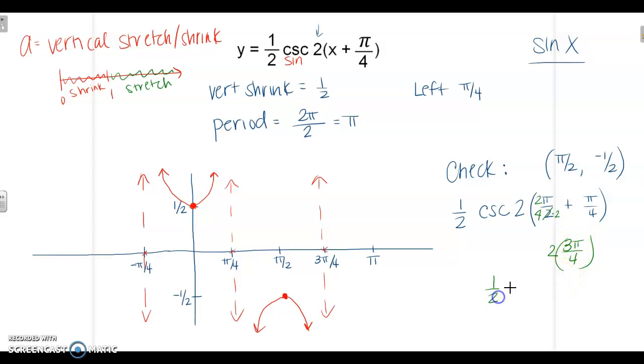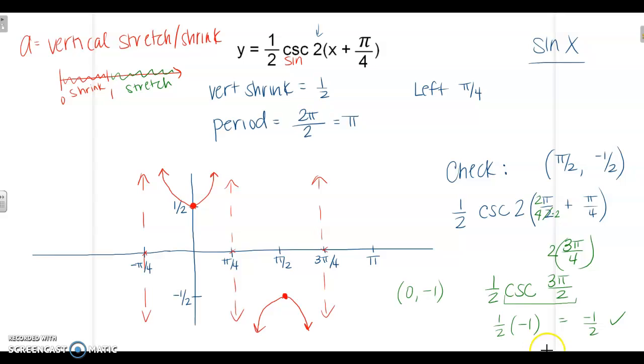So really what we're doing is 1/2 times the cosecant of 3 pi over 2. So let's first talk about the cosecant of 3 pi over 2. 3 pi over 2, I know, has a terminal point of (0, -1), right? So the sine is negative 1. Well, the reciprocal of negative 1 is going to give me negative 1. So the cosecant of 3 pi over 2 is negative 1. So 1/2 times negative 1 is negative 1/2.